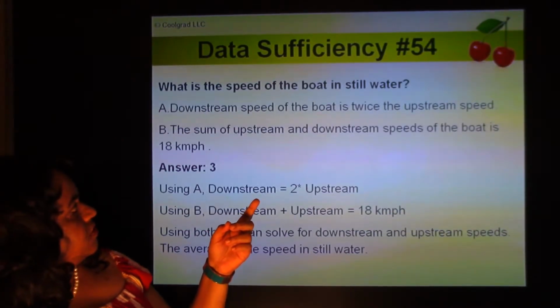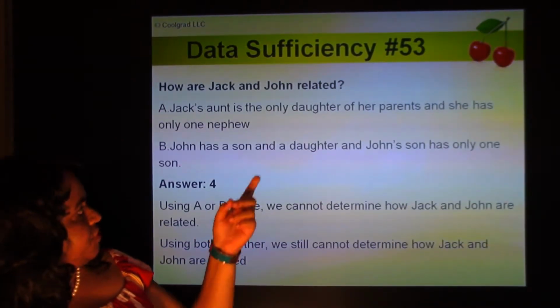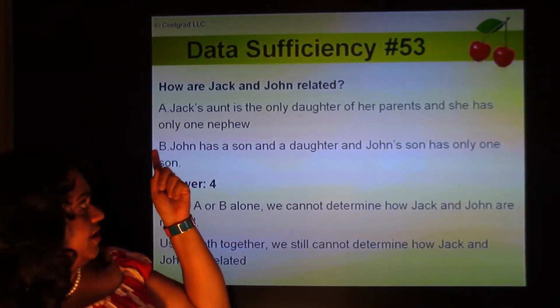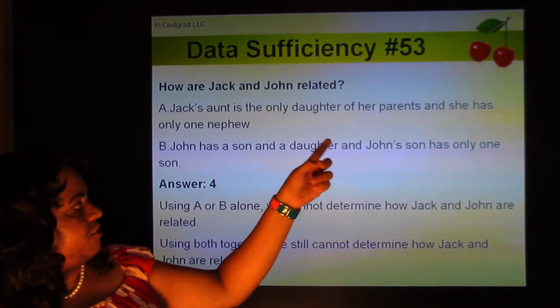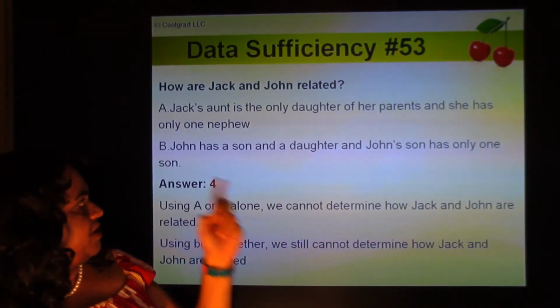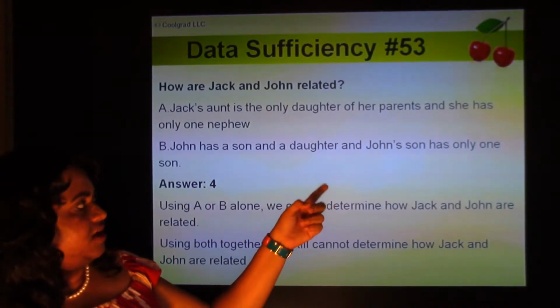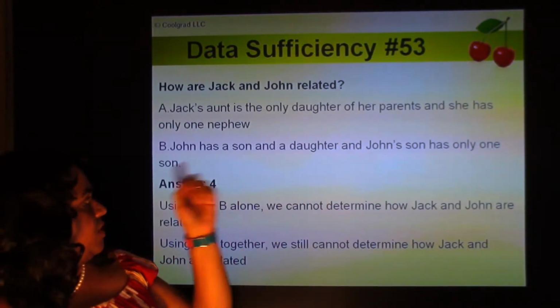So question 53. How are Jack and John related? Statement A. Jack's aunt is the only daughter of her parents, and she has only one nephew. Statement B. John has a son and a daughter, and John's son has only one son.